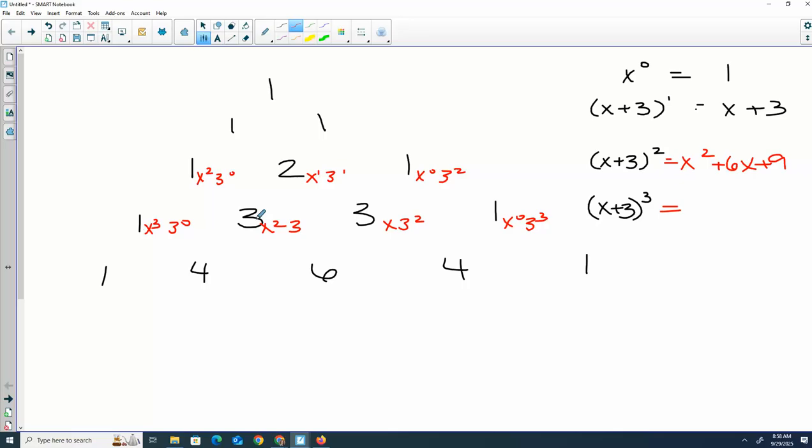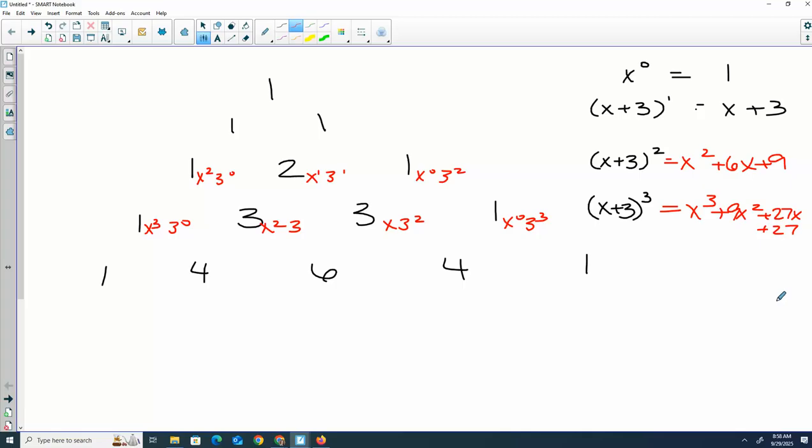So 1 times x cubed times 1 is x cubed. 3 times x squared is 9x squared. 3 times 3 squared would be 27x. 1 times 3 cubed is 27.